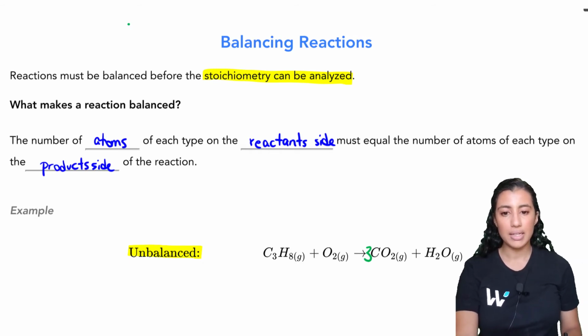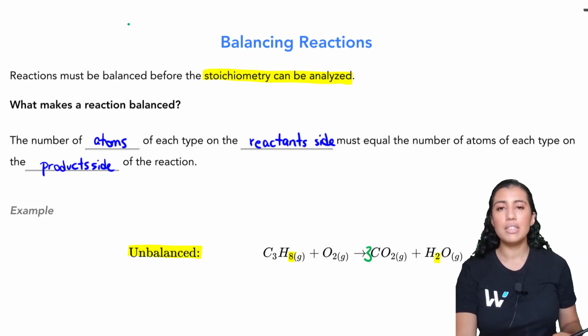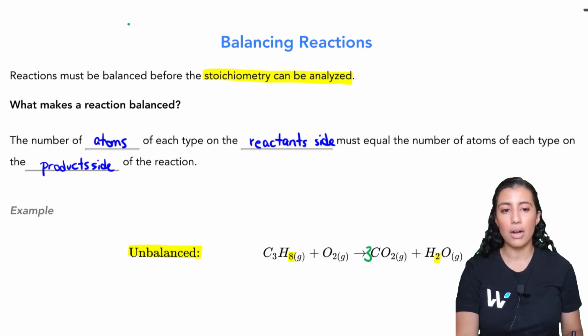Now for hydrogen, I see that there are 8 hydrogens on the left and only 2 on the right. So I would need to multiply by 4 now on the right, so that I'm now doing 4 times 2 to get 8, and I have 8 hydrogens on the left. Okay, so next we can go to oxygen.